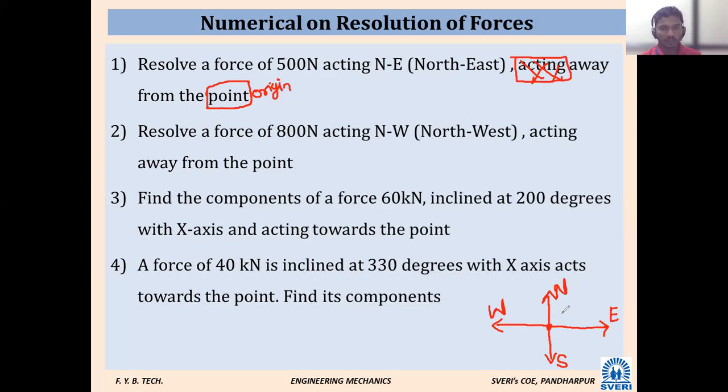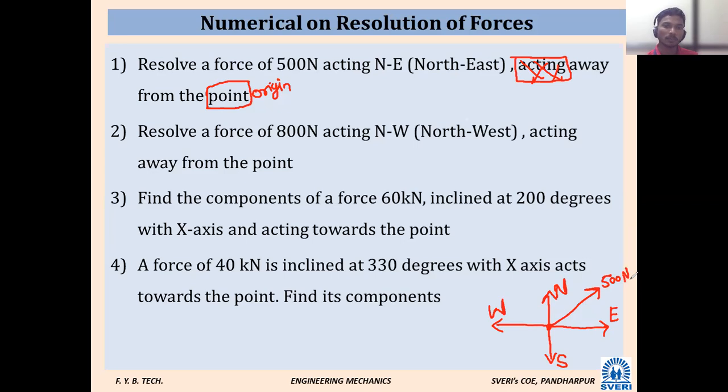Now the force is given as 500 Newton, acting northeast. It is told that this force is in the northeast direction and acting away from the point, so whatever direction I have told, it is going like this. How much is it? 500 Newton. But the angle is not given. We need the angle, so what to do now? 45 degrees. Very good.